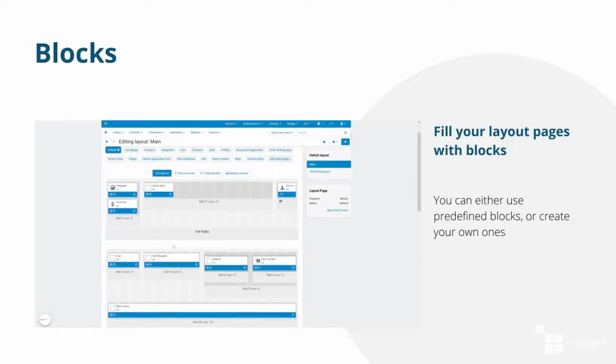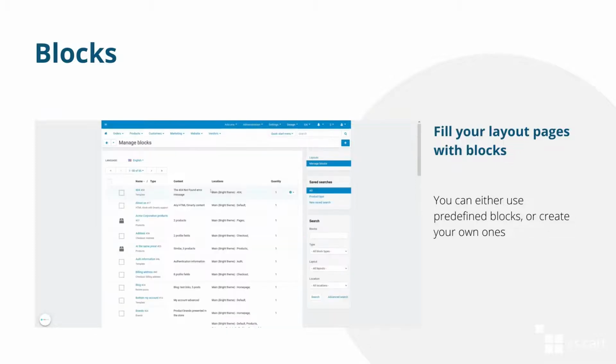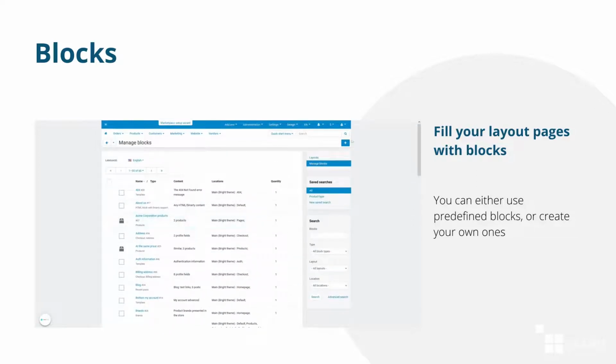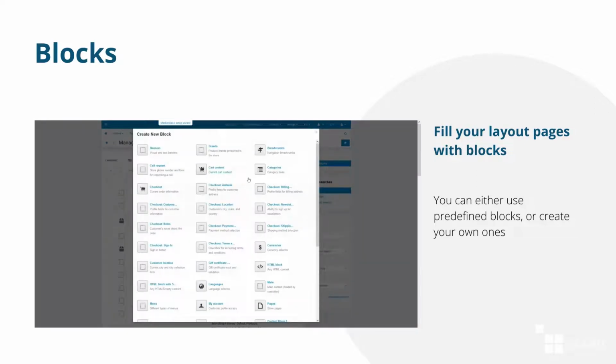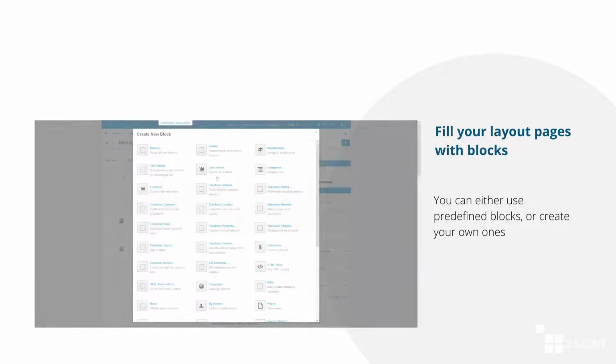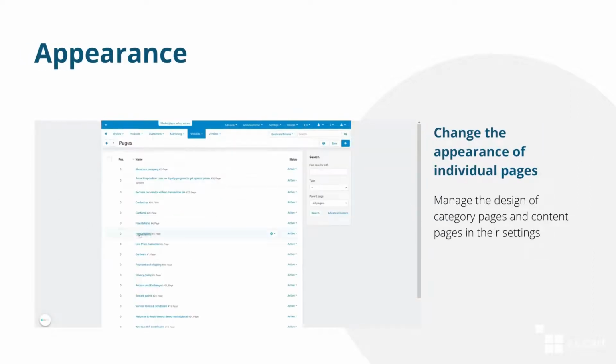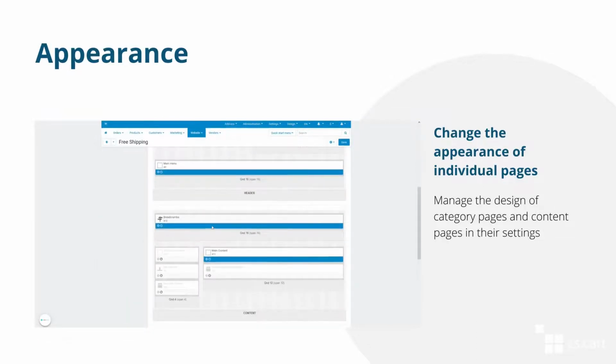Layouts consist of blocks. Blocks differ from each other in the type of data they represent. Card already offers a number of predefined blocks. Use them to add the most popular and common storefront components. But you can always create your own blocks based on the available templates. You can also change the appearance of certain pages in their settings. For example, you can set your own design for a specific category page or a content page.